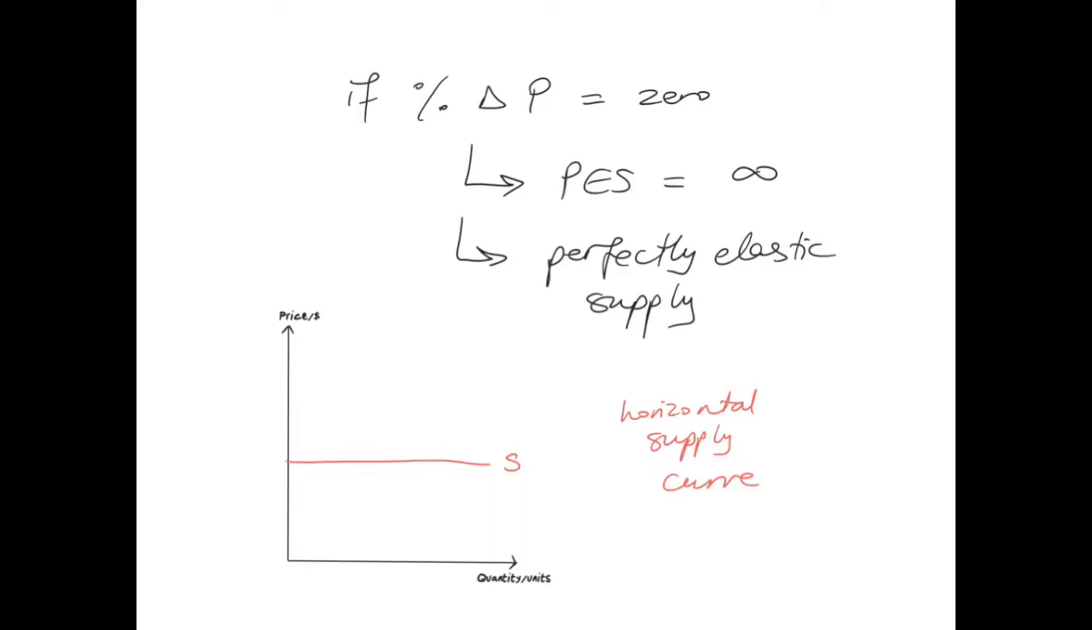Now, what about the opposite? What if the percentage change in price is 0? When you calculate PES, the value will turn out to be infinity because anything divided by 0 is infinite. Supply here is said to be perfectly elastic and the supply curve will be horizontal, a horizontal supply curve where the price is fixed regardless of the quantity supplied. So you can move from Q1 to Q2, Q3, and the price is fixed, it doesn't change. Here we say this is perfectly elastic supply.